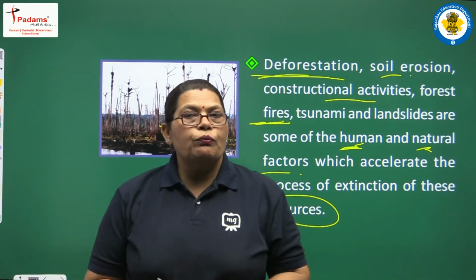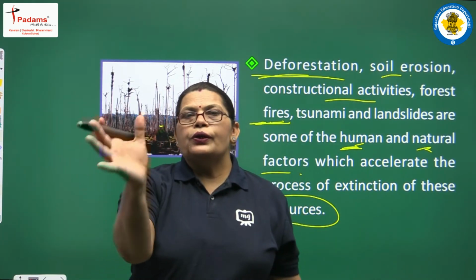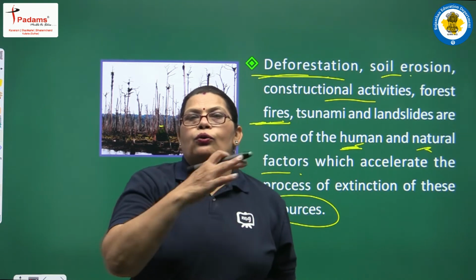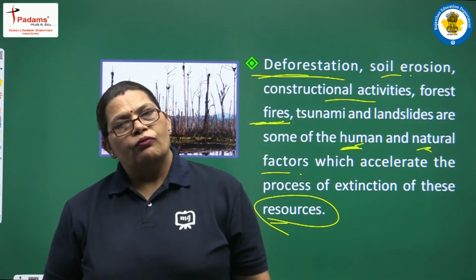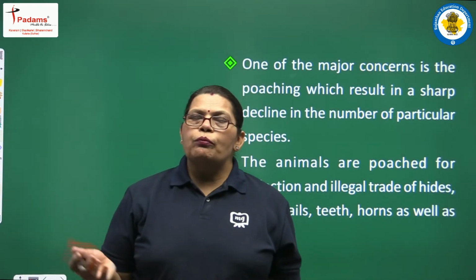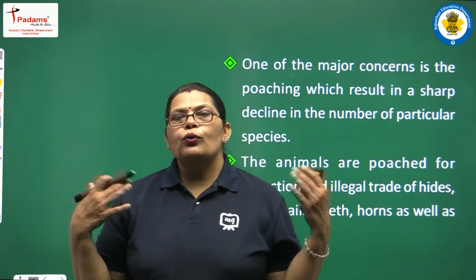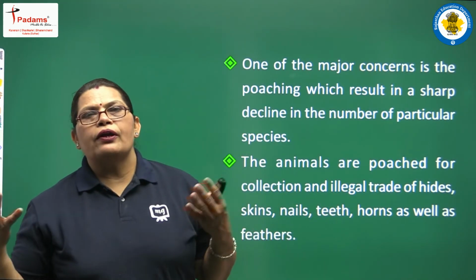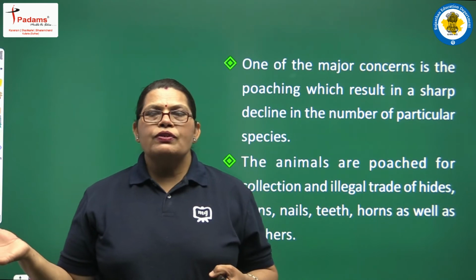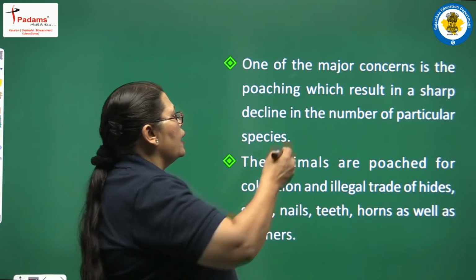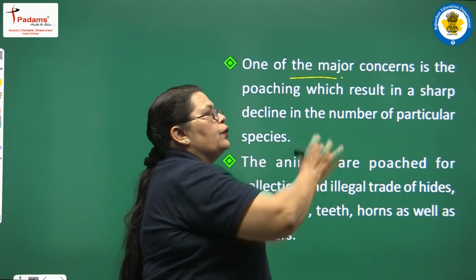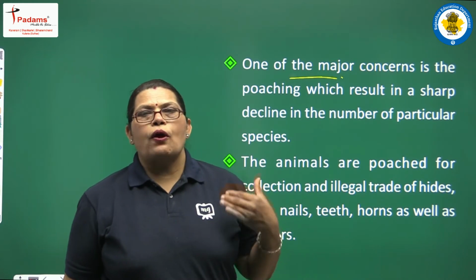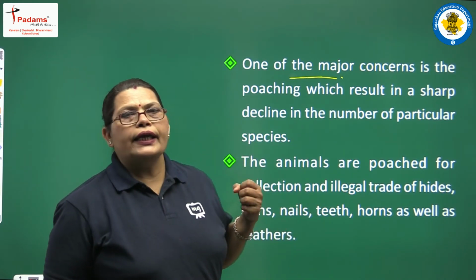So what is our moral duty? It's our moral duty to stop all these activities, to grow more and more forest areas, to grow more and more vegetation, to grow more and more trees for the purpose of the environment, for the purpose of the wildlife resources. So it's only human interference, and human beings must stop their interference in all these things.